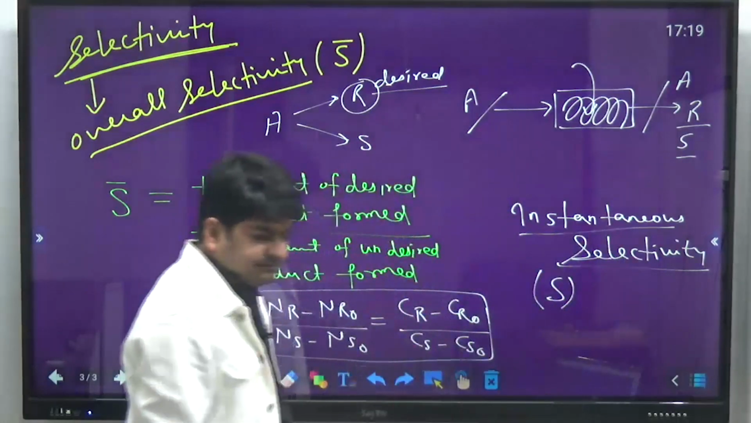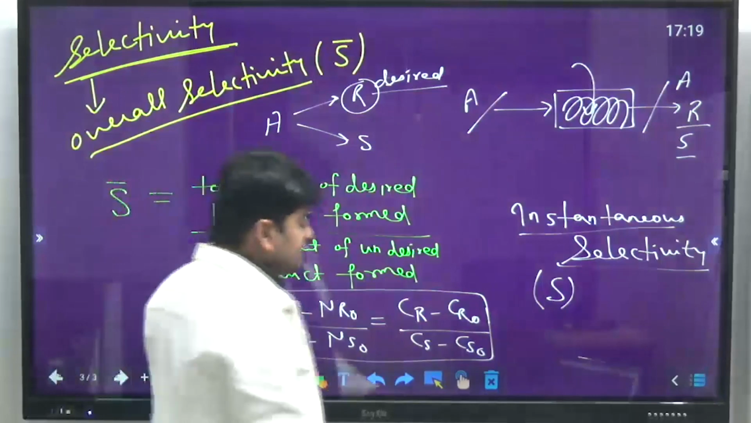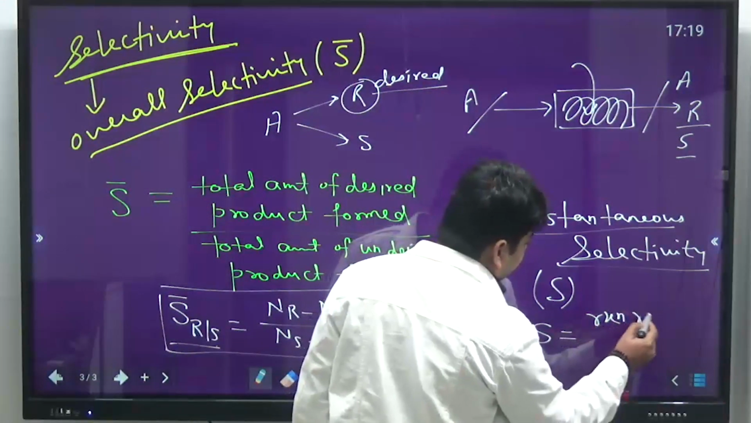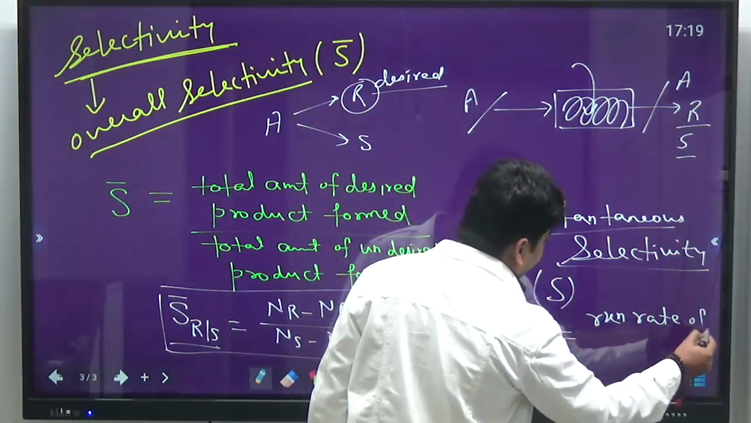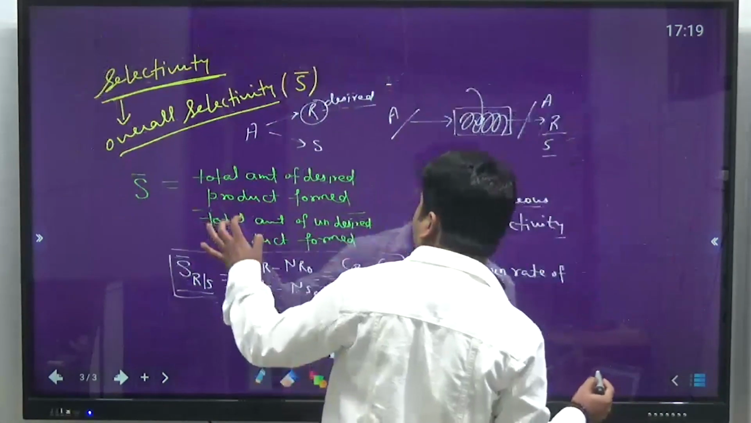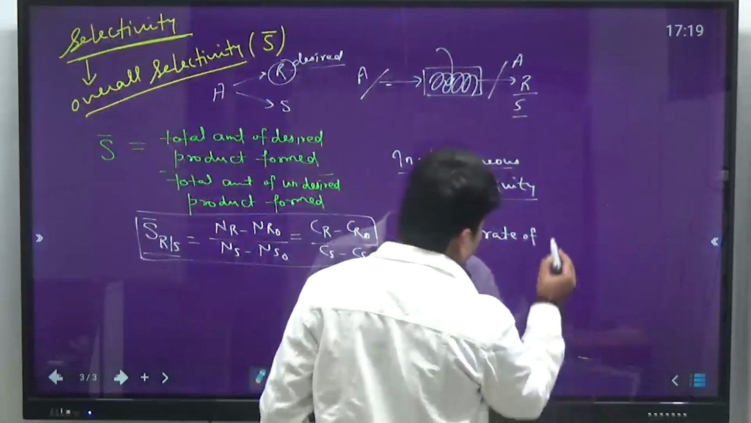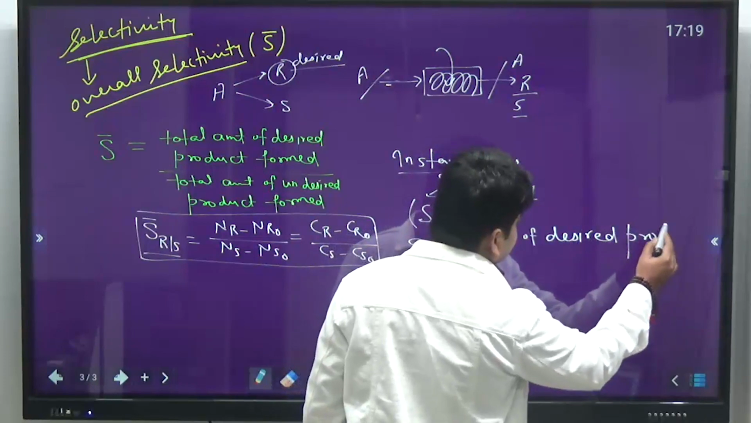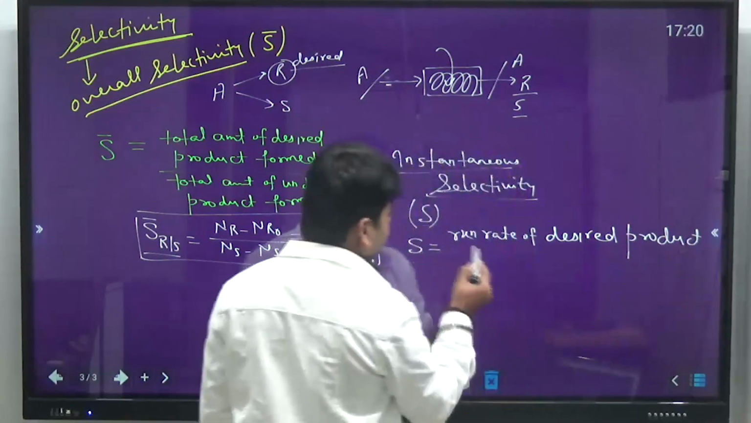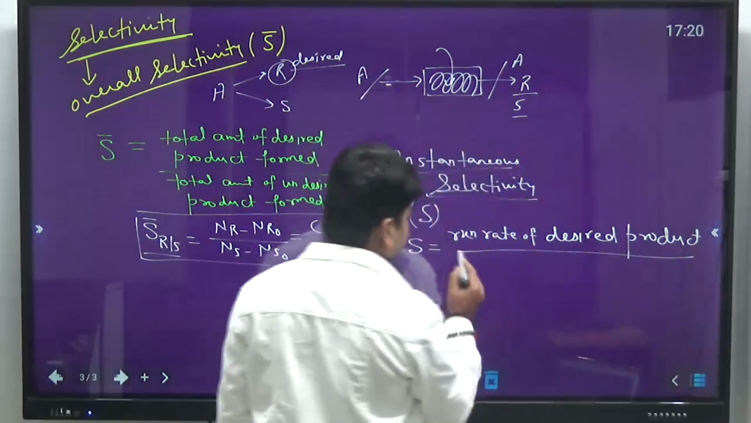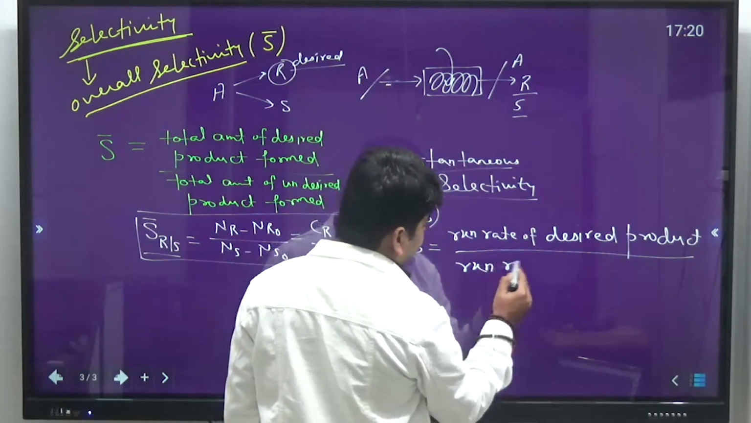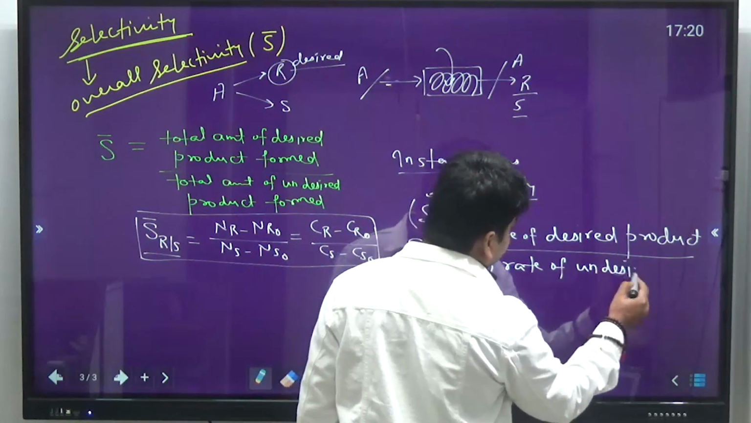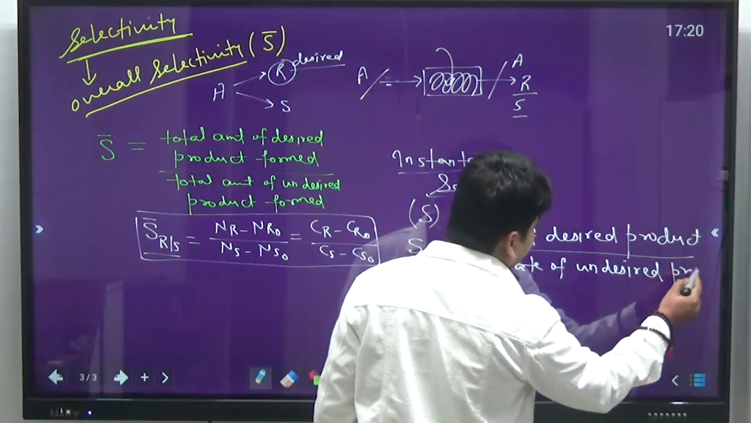That is denoted by S, capital S. Okay, and what is instantaneous selectivity? Instantaneous selectivity is defined as the reaction rate of the desired product to the reaction rate of the undesired product.